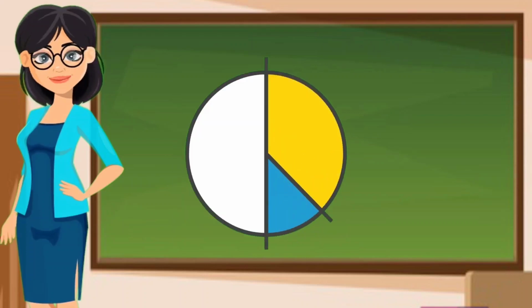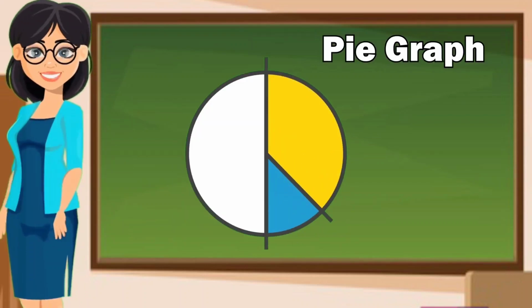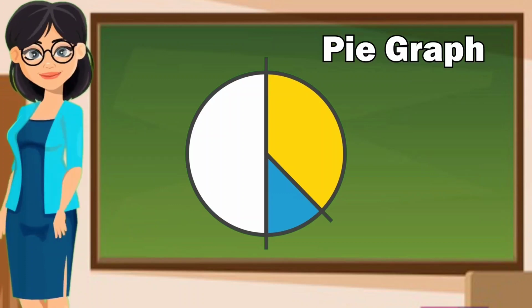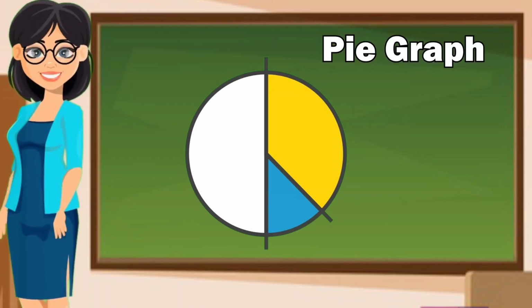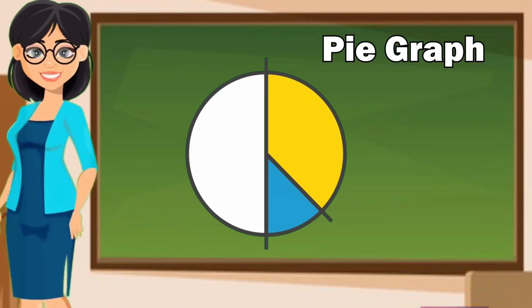A pie chart or a pie graph is a circular statistical tool. It uses portions or slices to represent numerical proportions or percentages of a given whole.